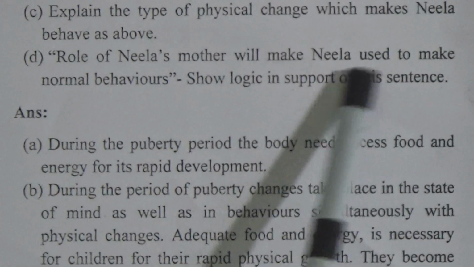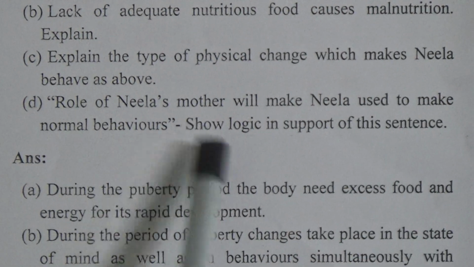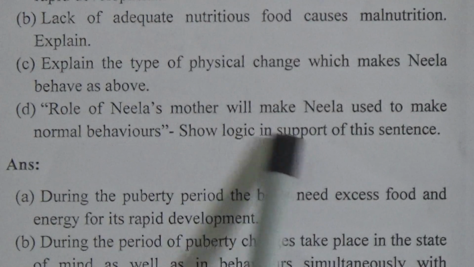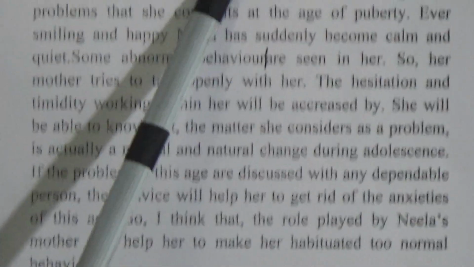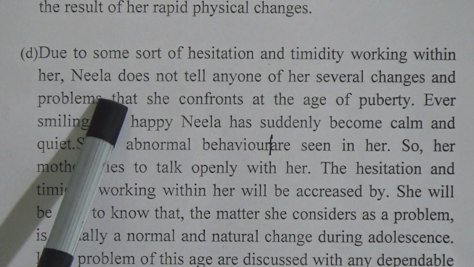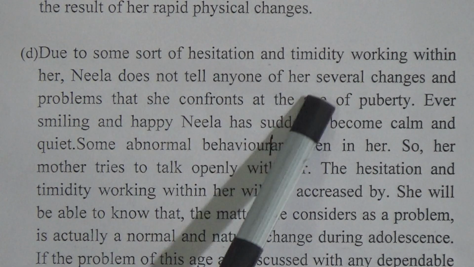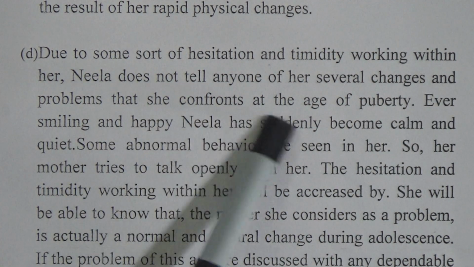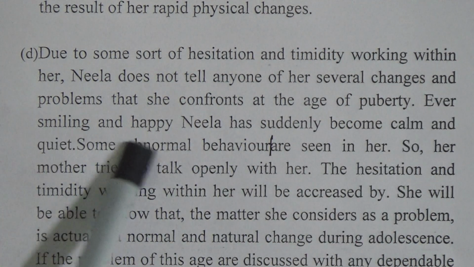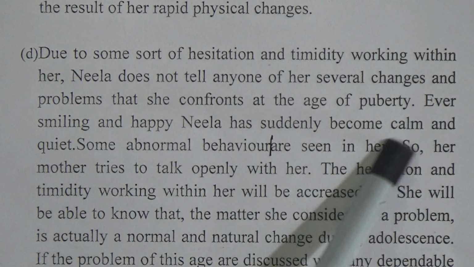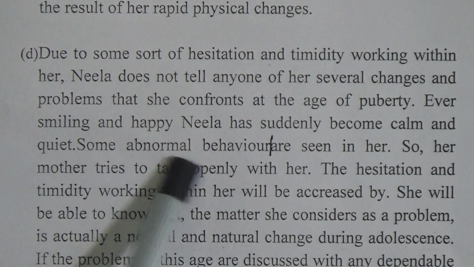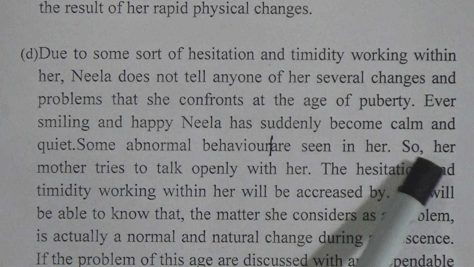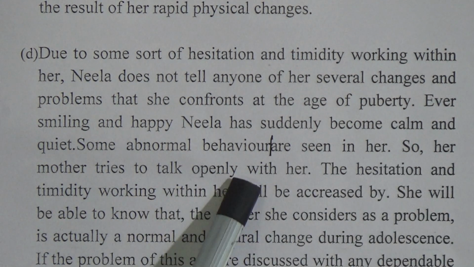Number D, the role of Neela's mother will make Neela used to normal behaviors. Show logic in support of this sentence. Answer D: due to some sort of hesitation and timidity within her, Neela does not tell anyone of the several changes and problems that she confronts at the age of puberty. Ever smiling happy Neela has suddenly become calm and quiet. Some abnormal behavior is seen in her. So her mother tries to talk openly with her.